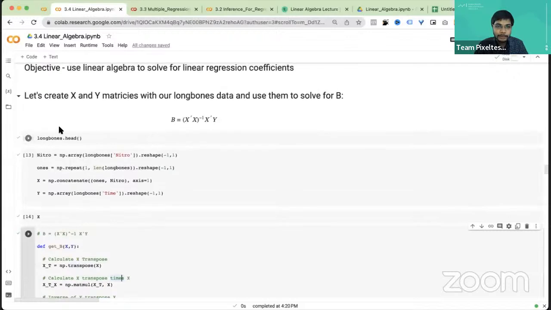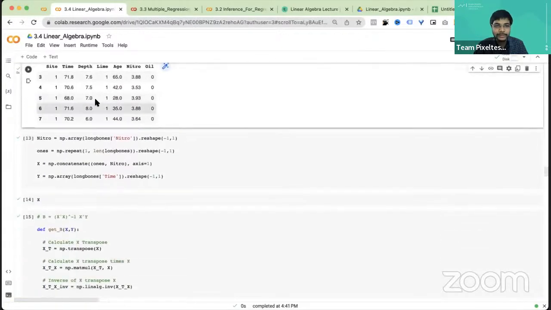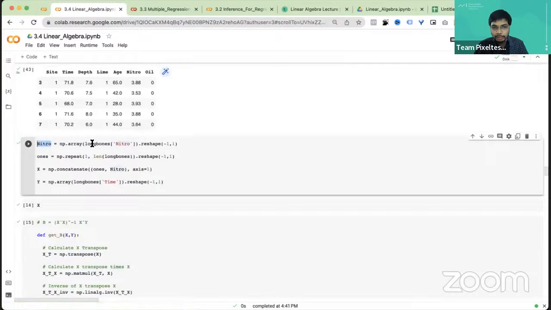So what is happening here is this is the dataset, longbones.head. Now what we are going to do is first take the column nitro, and we are going to just do reshape. This is like a matrix thing. I'm just going to output that. Now, if at all you want to print nitro.